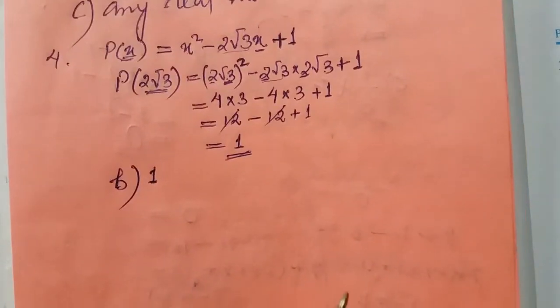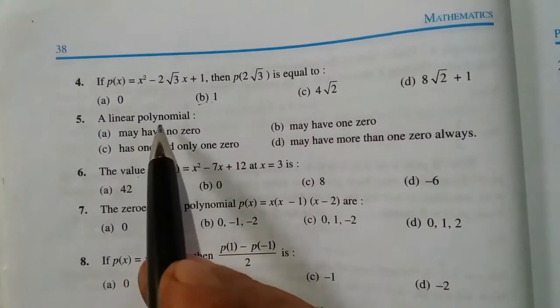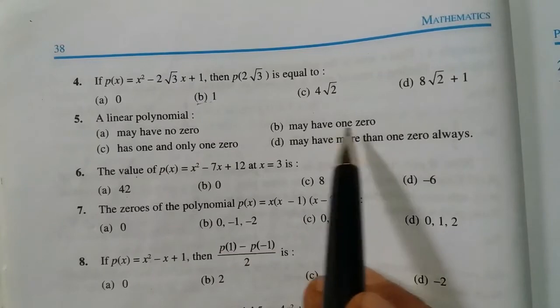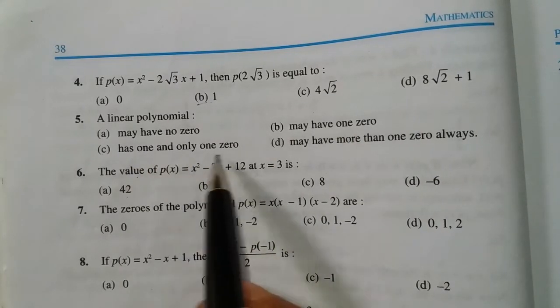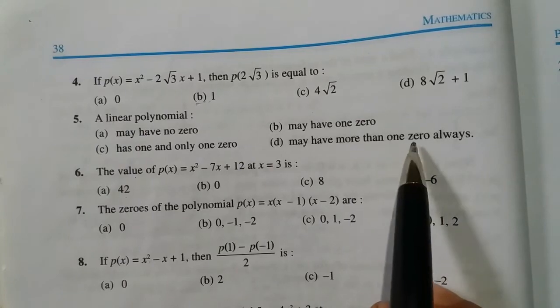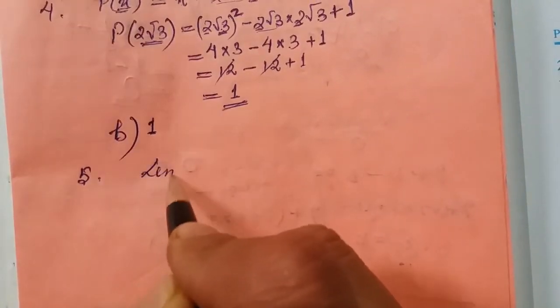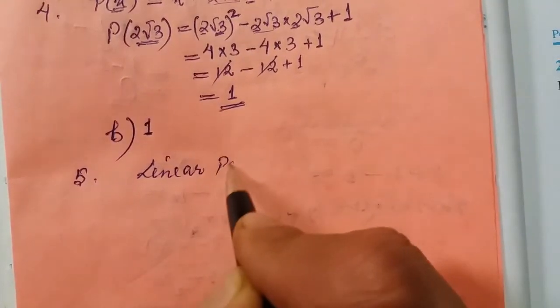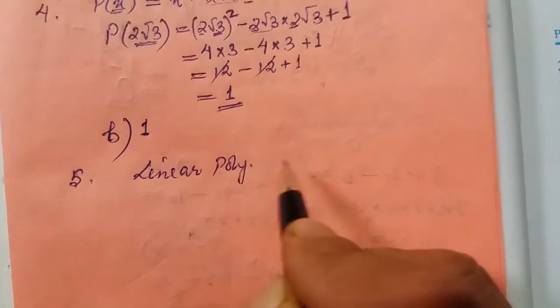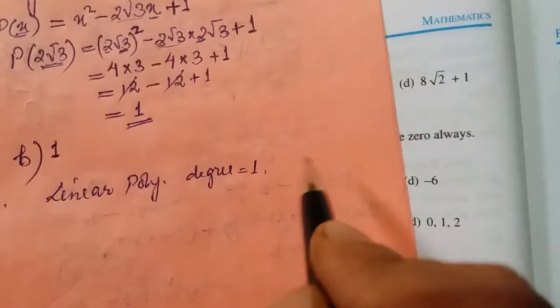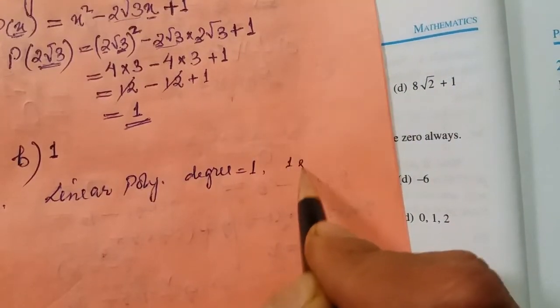Now let's see question number 5. A linear polynomial may have no zero, may have 1 zero, has only 1 and only 1 zero, or may have more than 1 zero always. Here there is one very important point you have to remember. For a linear polynomial, the degree is 1. So if the degree is 1, there will be 1 zero.